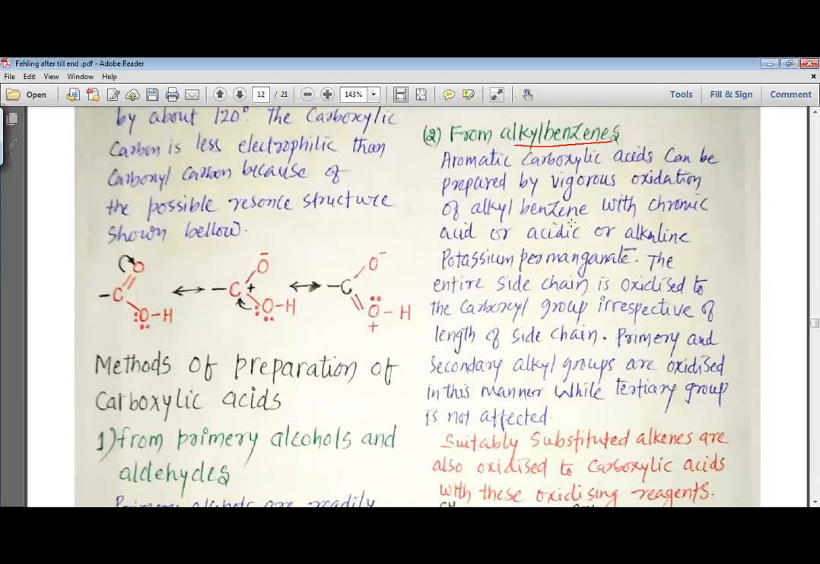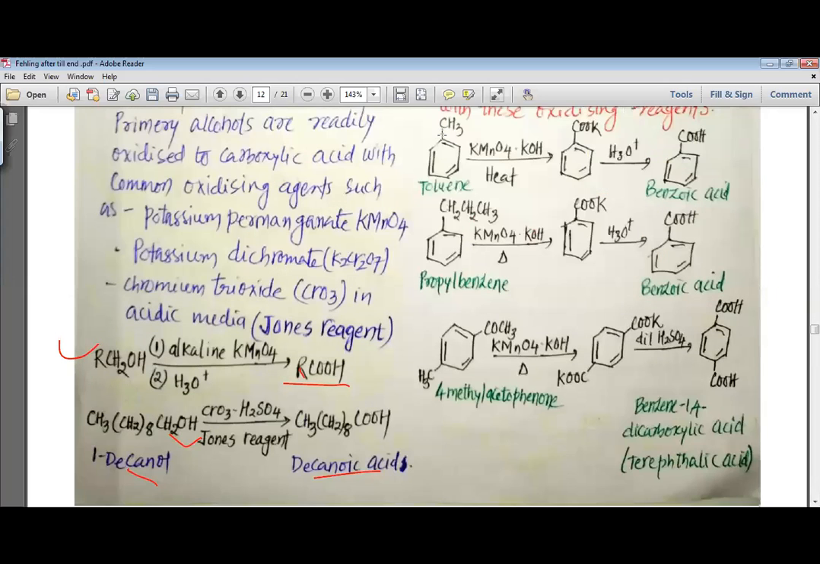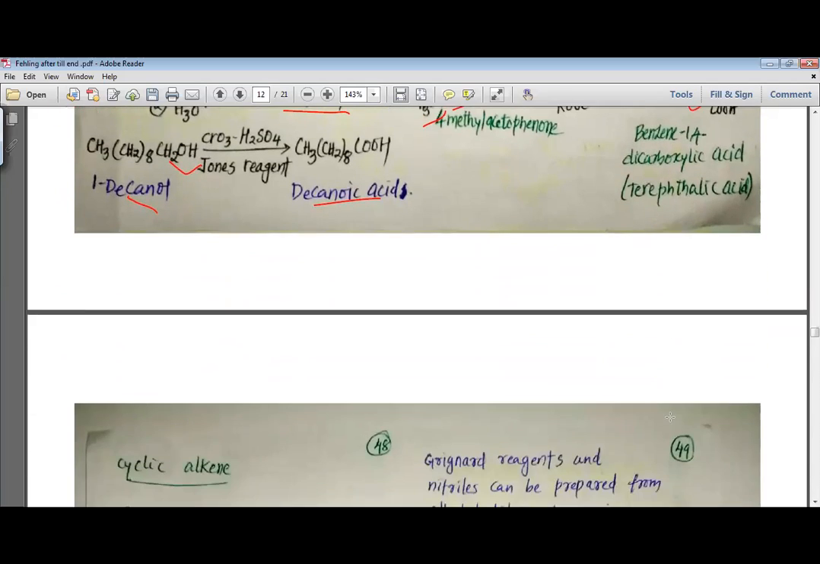From alkyl benzenes, the chain present on the benzene, however long the alkyl chain may be, will definitely at the end give us benzoic acid. Even if the chain is primary or secondary, it is converted to benzoic acid. But if it is tertiary, then it is not affected by oxidizing agents like KMnO4 and other strong oxidizing agents. In the same way, if the benzene is substituted with COCH3 and a methyl group, both these groups are converted to the benzoic acid group, and we get benzene-1,4-dicarboxylic acid, or terephthalic acid.